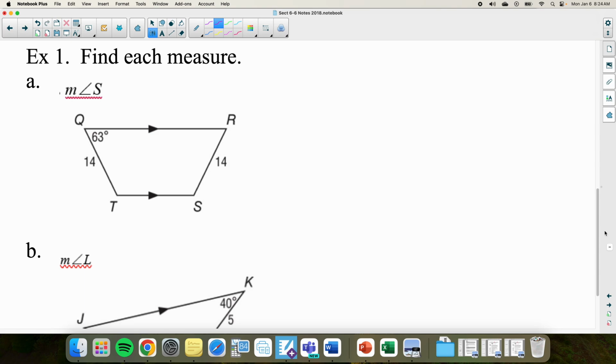So this is one type of question that you're going to have, where they just ask you what angle measure something is.